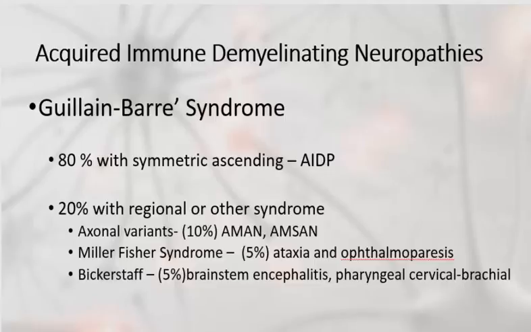Some of them have axonal variants, so they're obviously not demyelinating, and those include AMAN, acute motor axonal neuropathy, and AMSAN, acute motor sensory axonal neuropathy. Then there are the variants of Guillain-Barré, including Miller-Fisher syndrome, which is about 5% of all Guillain-Barrés, which presents with an ataxia and ophthalmoparesis and not an actual weakness. And then there is Bickerstaff syndrome, which is also about 5%, and that includes a brainstem encephalitis and has particular antibodies associated with it.